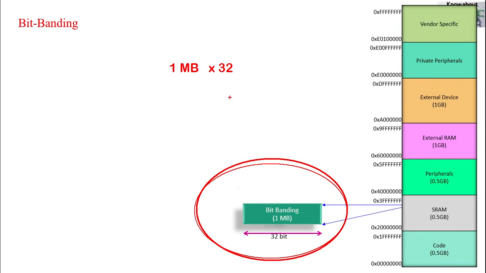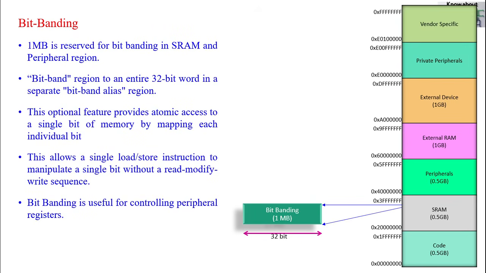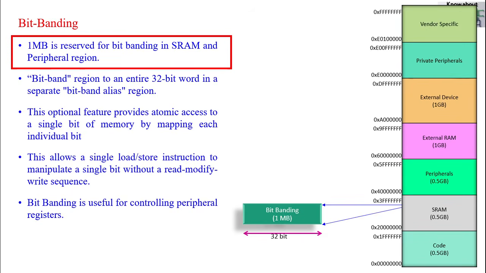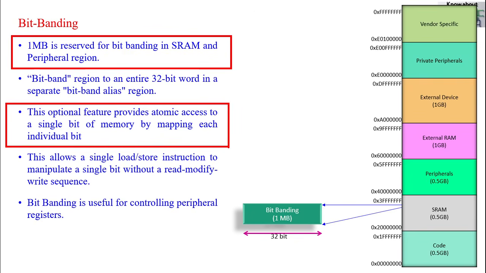Let us see what our theory says here. When I say bit banding, I already told you 1 megabyte of memory is allocated for it. Here you can see point number 3. This is an optional feature which provides atomic access to a single bit of memory, by which each individual bit can be manipulated. That is what I told you already.